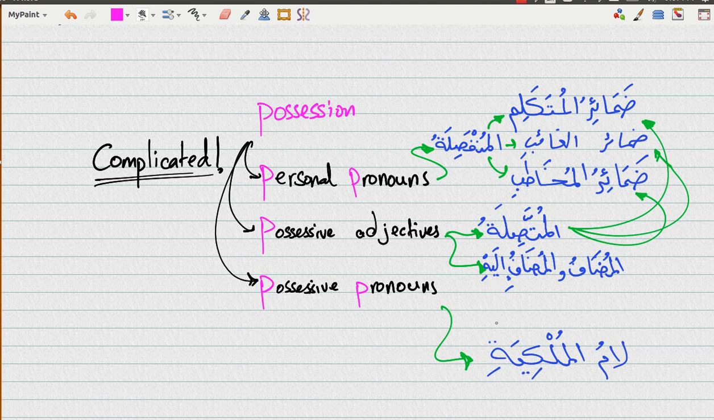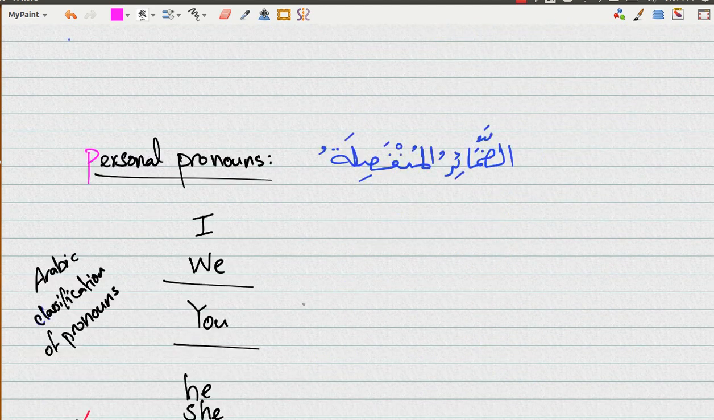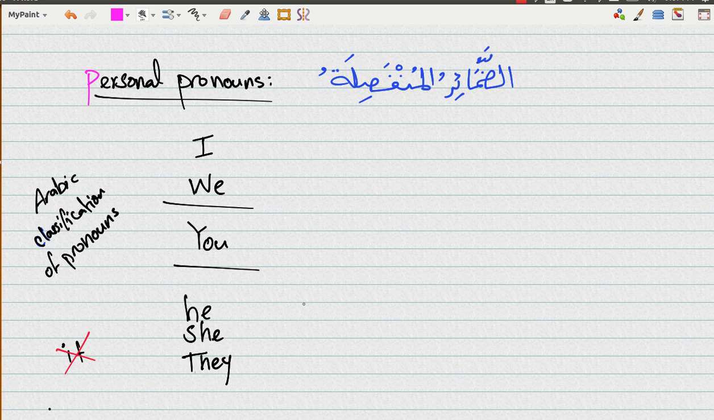And then I'm going to talk about possessive pronouns, which basically means I'm going to teach you how to say something is mine, something is his, something is yours in Arabic. So let's start with personal pronouns. We're not going to use them in examples here, but I just have to tell you about the pronouns and what they are in Arabic. So الضمائر المنفصلة, disjointed, separate, or if you want to call them independent pronouns.